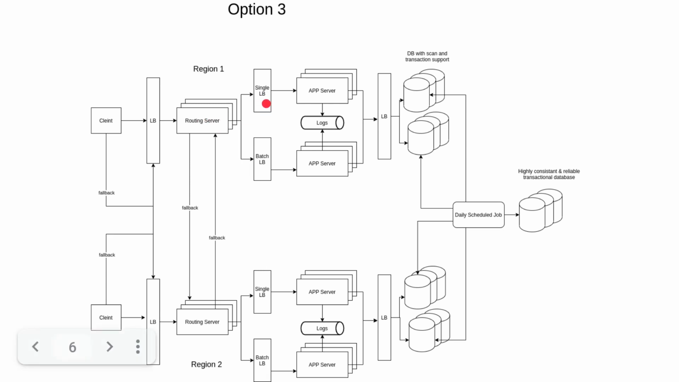Now the single call LB and batch call LB will forward the request to app servers. App servers will use one of the numbers from the range which they have already got from the databases and return it. When the app server doesn't have any more numbers to use, it will fire a query to any of the databases through LB, get a range, and use that.